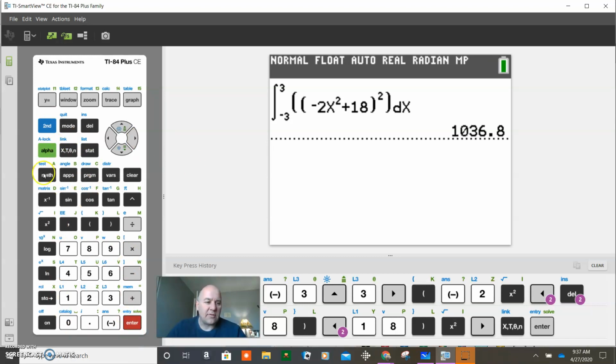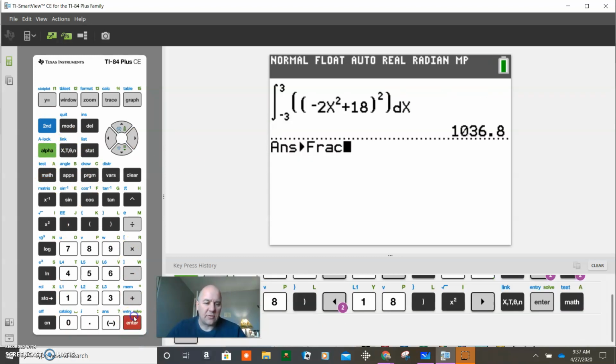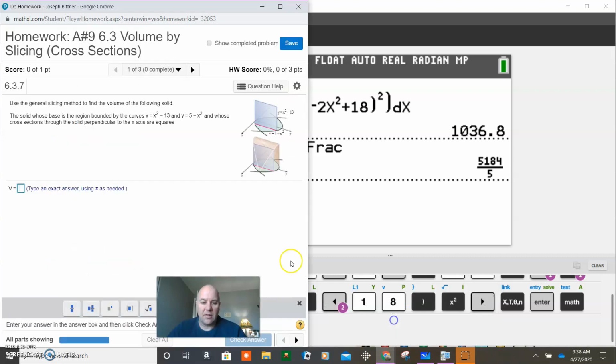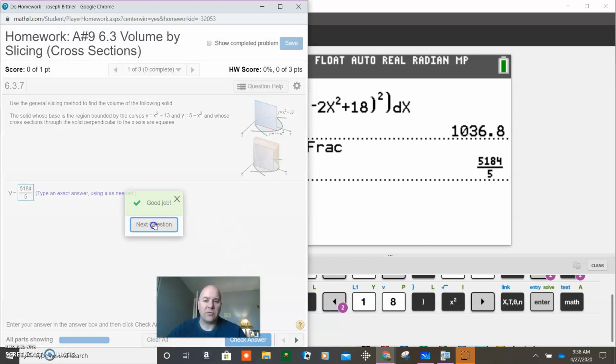Now, obviously that's the answer, but they want the exact answer, so I'm going to turn it into a fraction. So what is that? 5,184 divided by 5. Let me go into my solution there. 5,184 divided by 5. Check my answer, and there's my solution.